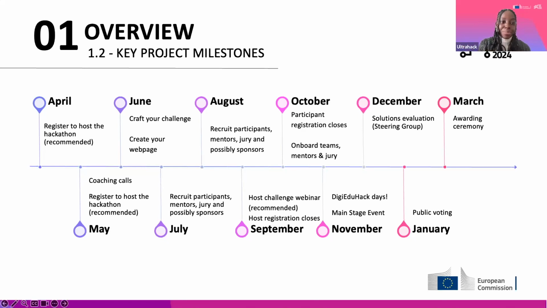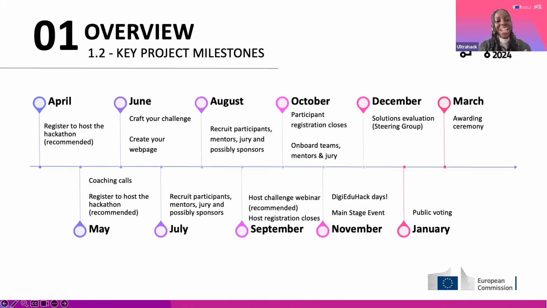In July is the time to recruit participants, mentors, juries, and possible sponsors. And you should continue these activities up until August. In September, also to attract participants, we recommend that you host a challenge webinar. And at this point, we will close the host registration. In October, the participant registrations are closed and you should start your onboarding process. You should onboard your teams, your mentors, and your jury.